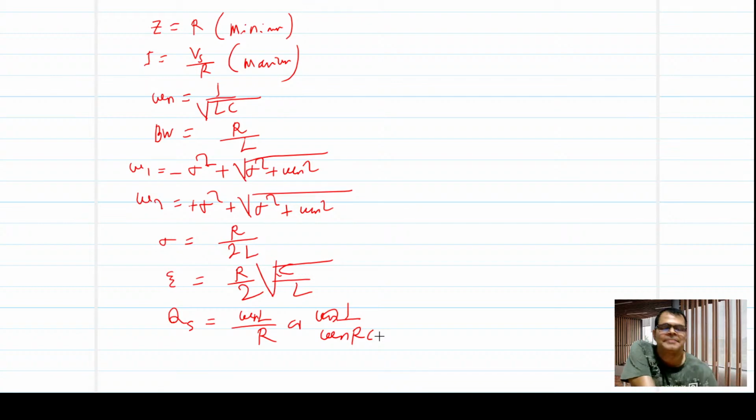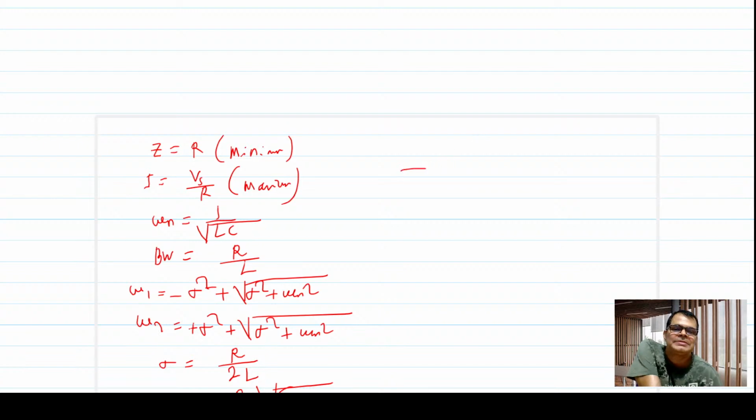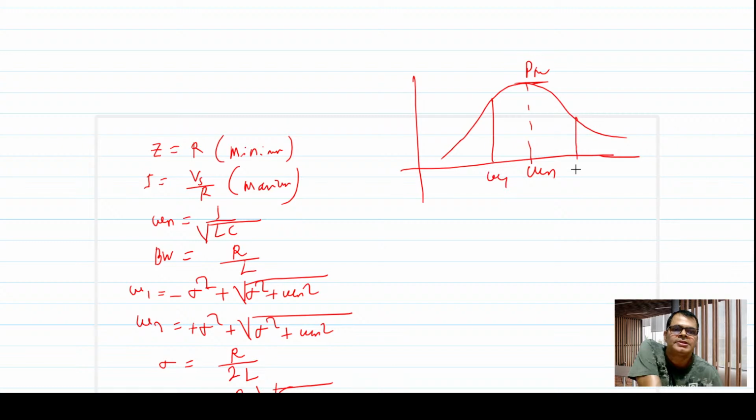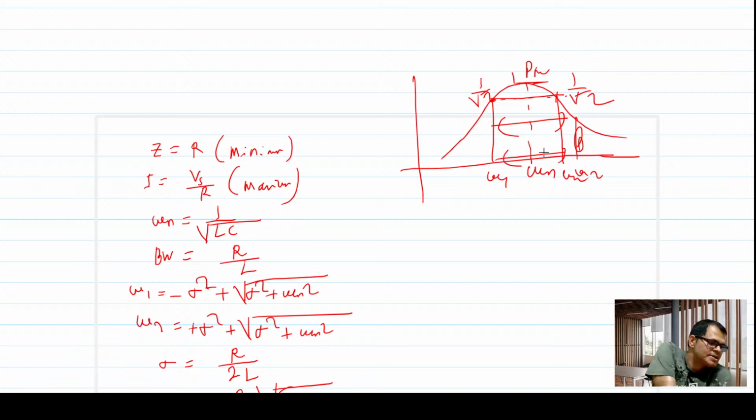Arey yaar, this is a band pass filter, it is simple. From the filter response you see, this is the omega n, the maximum. This is omega 1, this is omega 2. This is the half power point, 1 upon root 2 in the voltage. So you can easily see that it is a band pass filter, and the bandwidth is this, clear from the frequency response.